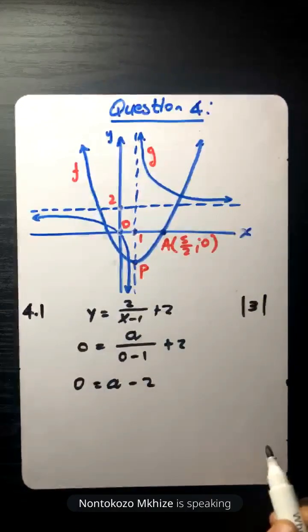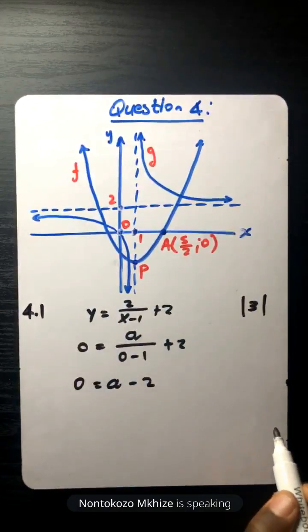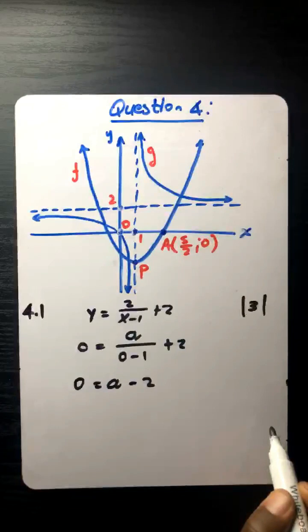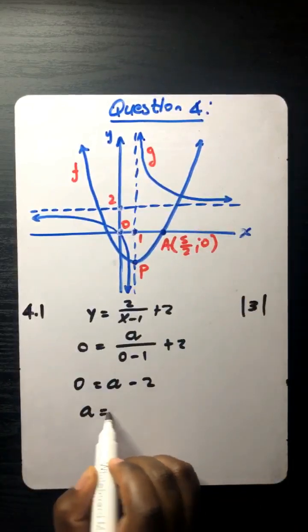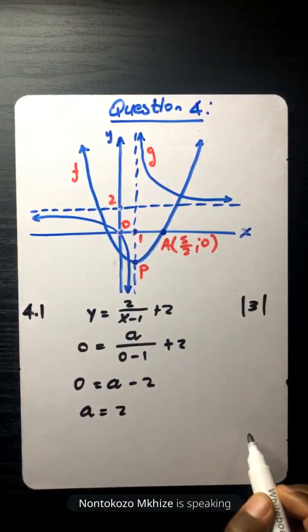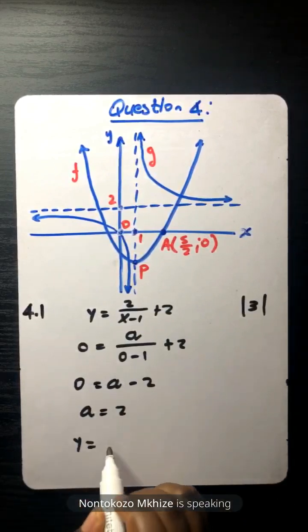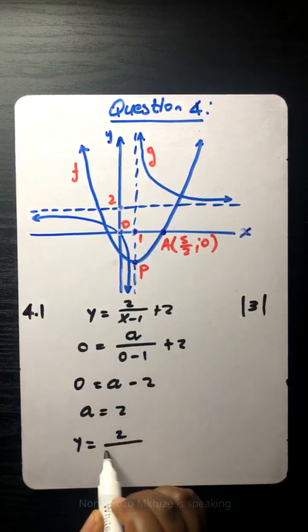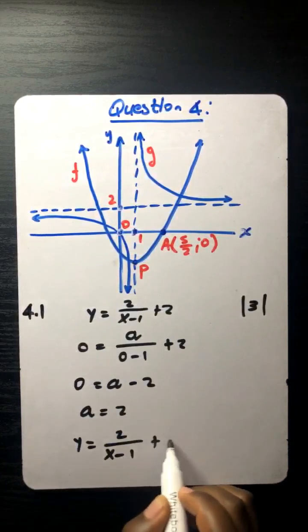So if I take the 2 to the left hand side, I would be left with 2, which is equal to a. Which is the same as a being equal to 2. And then from here, I am going to say y equals 2 divided by x minus 1 plus 2. I have proven.